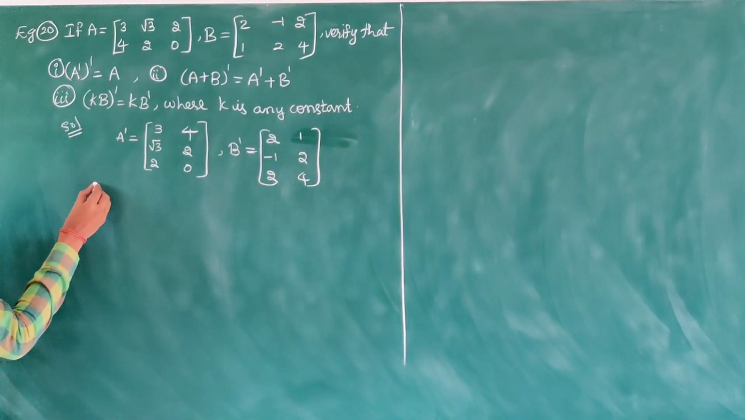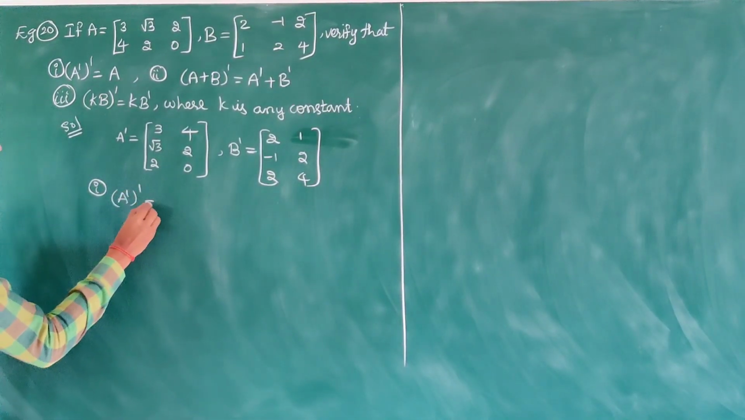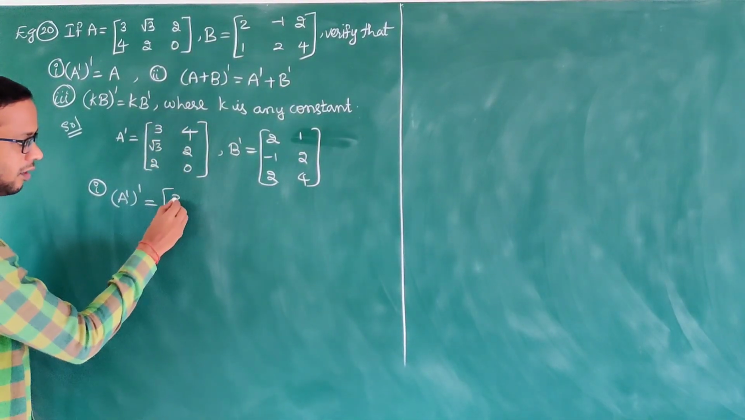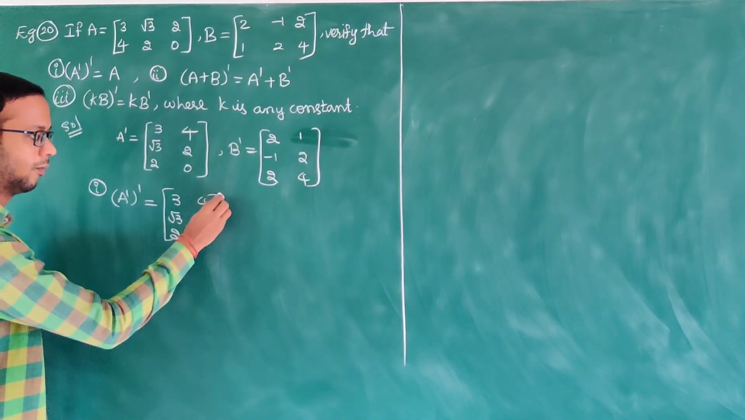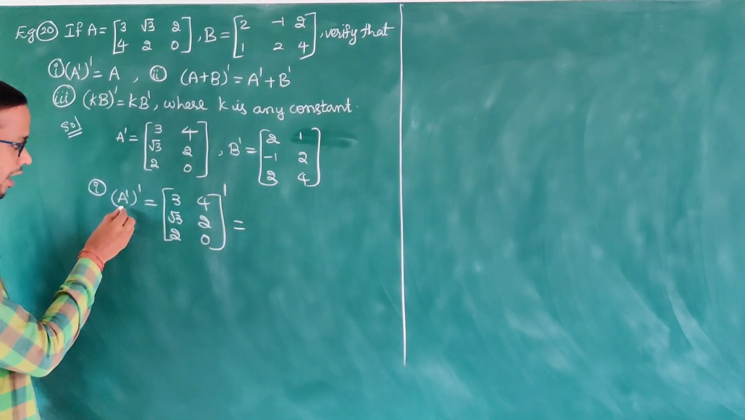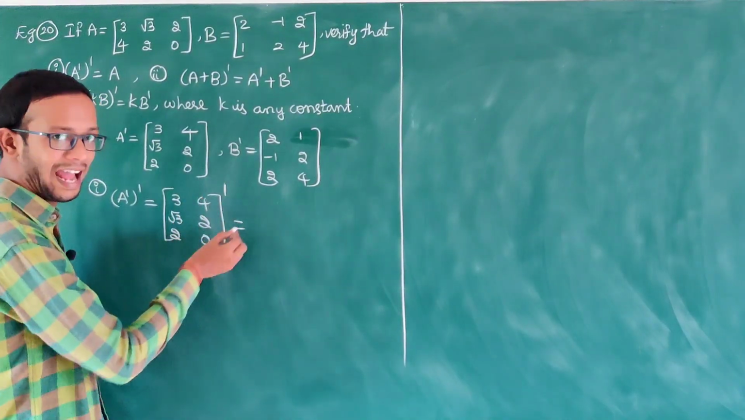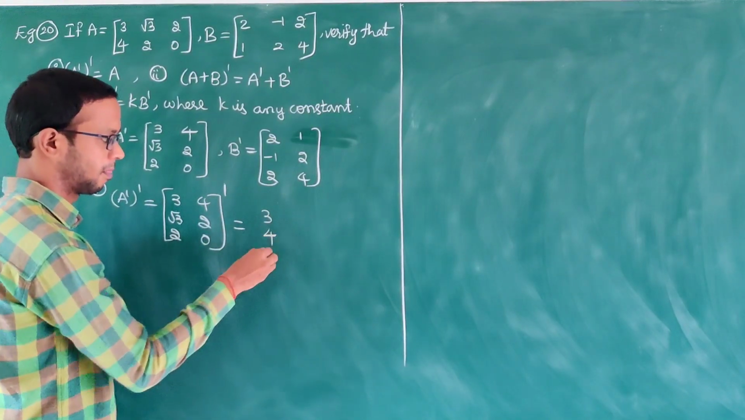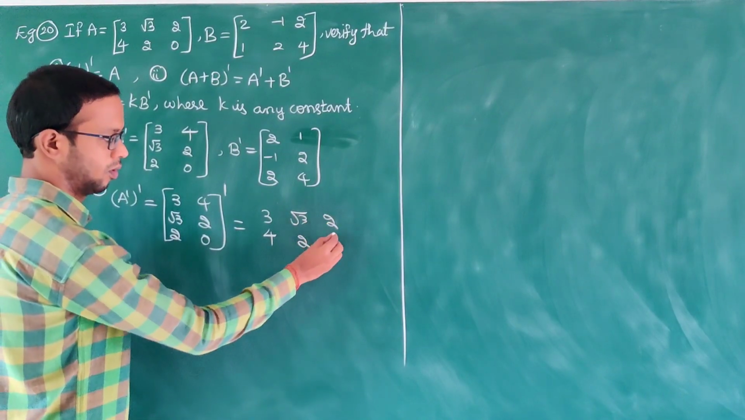First question, I'll see A dash whole dash. So what is A dash? A dash I already did here: 3, 4, root 3, 2, 2, 0, whole dash. Again this is A dash whole dash. This dash means what? Rows written as columns, 3, 4, root 3, 2, 2, 0.